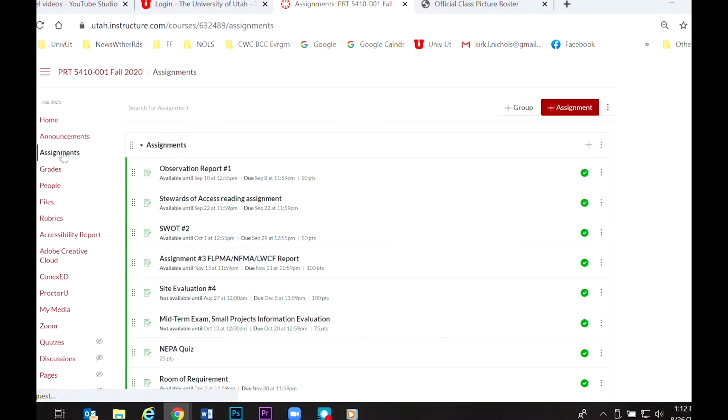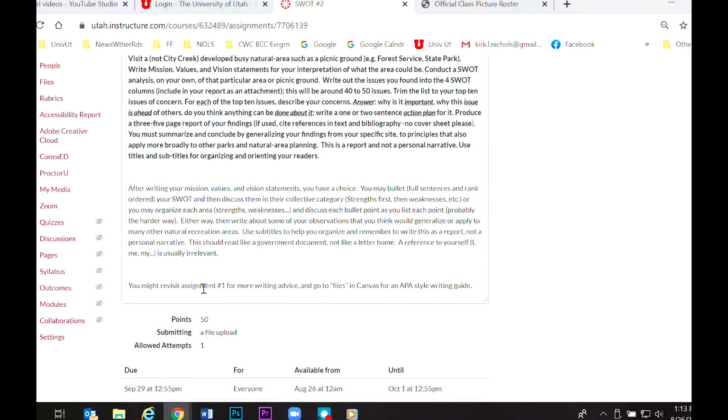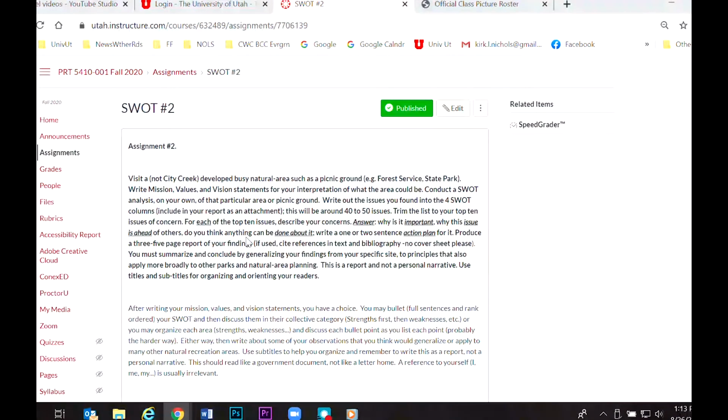Next is the SWOT assignment that starts in a couple of weeks, so I'm not too worried about you understanding this right now. We will meet and go over it. So we will go over it in City Creek, which is why you have to pick a different one. This can be the same place that you did your observations at, or you might choose to go to a different place because you want to learn more about different places. So because we'll be doing this together, I'm not going to spend time right now on that SWOT assignment.